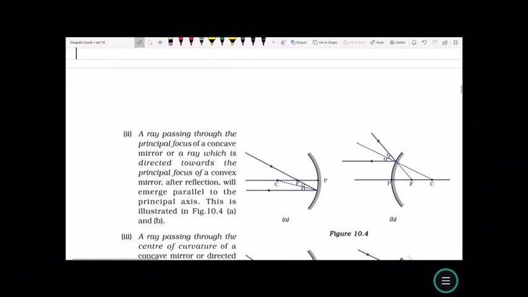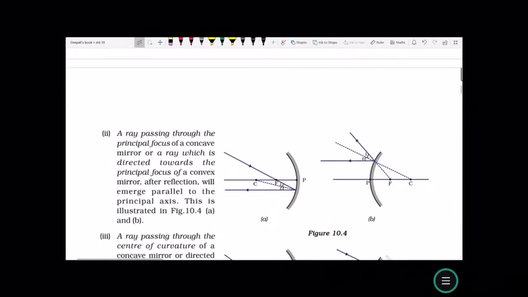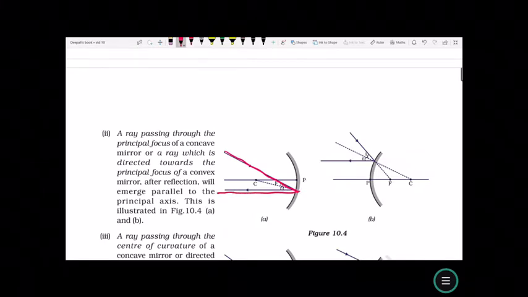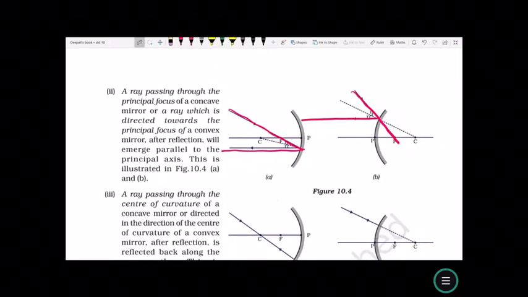Next rule is a ray passing through the principal focus of the concave mirror or a ray which is directed towards the principal focus of the convex mirror after reflection will emerge parallel to the principal axis. This is illustrated in figure 10.4. So, if the incident ray is passing through the focus, after reflection it will be parallel, just the reverse of the previous case. It will pass parallel to the principal axis, both in concave and convex mirror, but in one it will converge and in the other it will diverge.